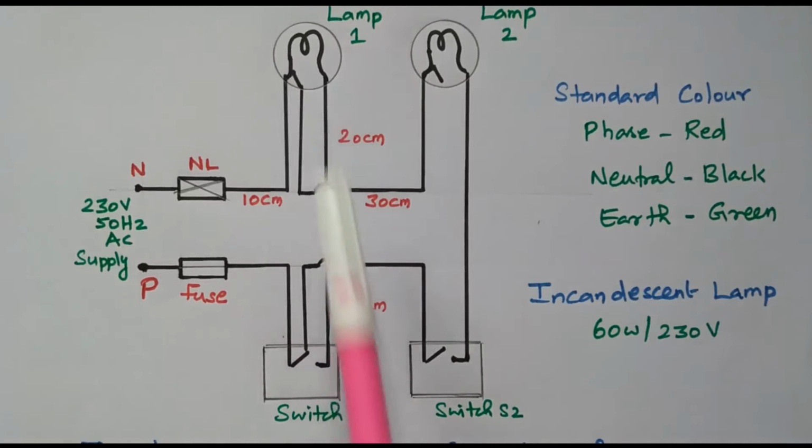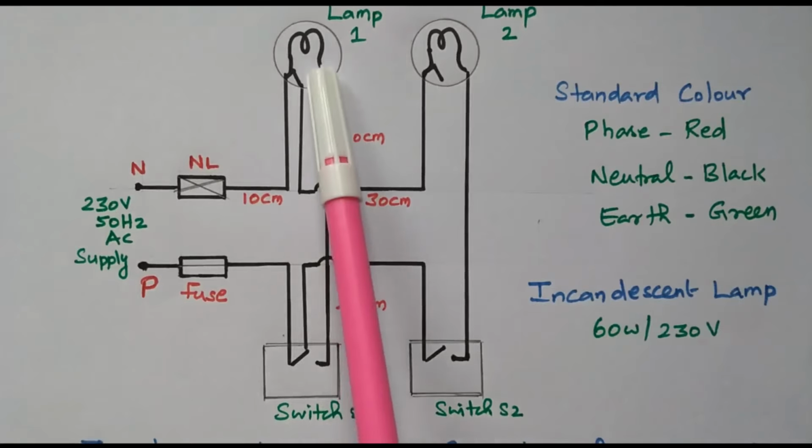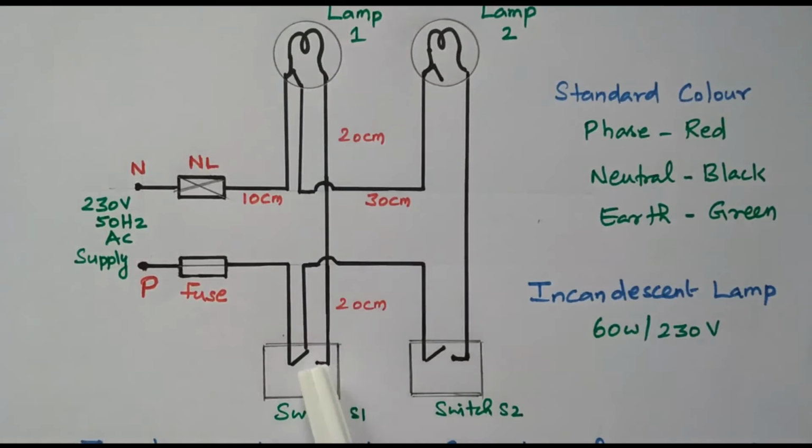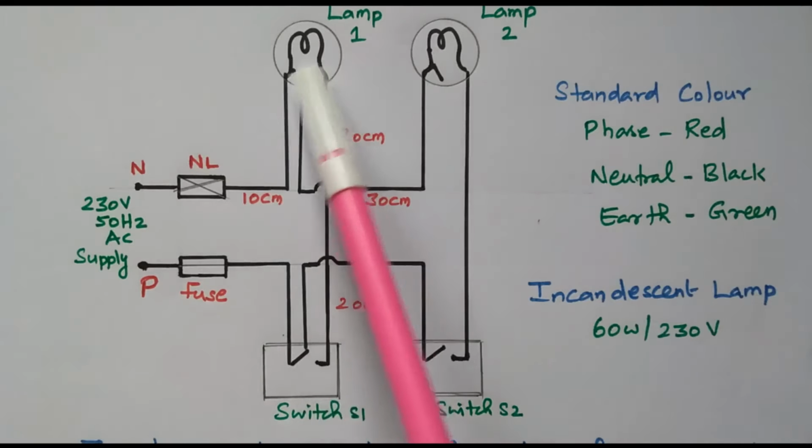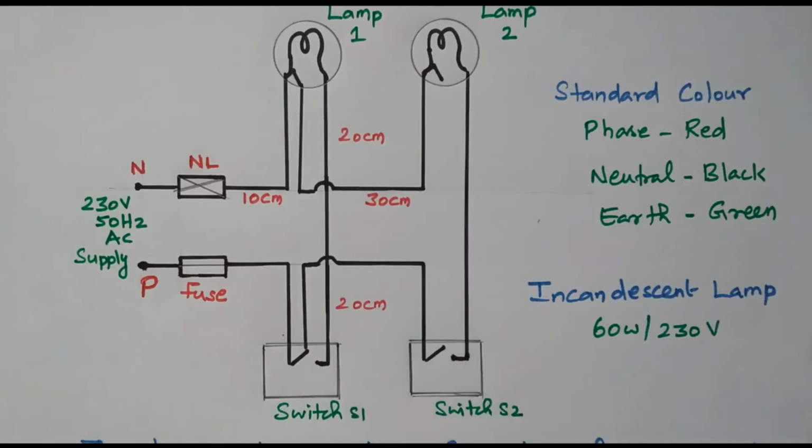Neutral is already available. Now when the switch is turned on, this contact will be made. Due to the contact, the phase will be applied to the lamp, so the lamp will glow. If the switch is turned off, this connection will be disconnected, this terminal will be disconnected, and the lamp will be in off condition. So independently, by turning on and off, we can control the glow of this lamp.